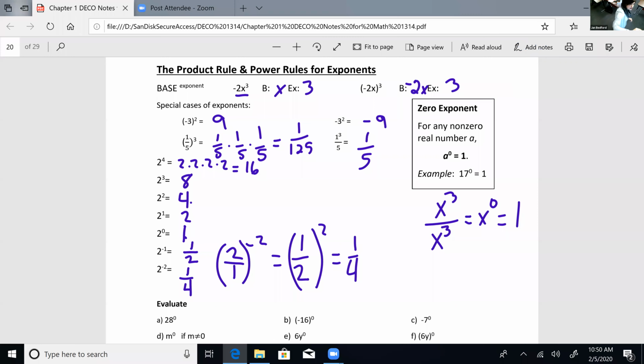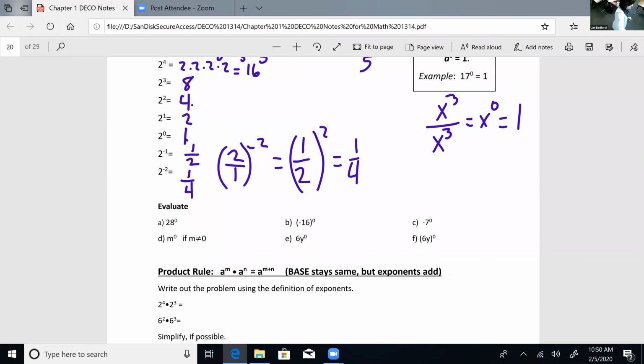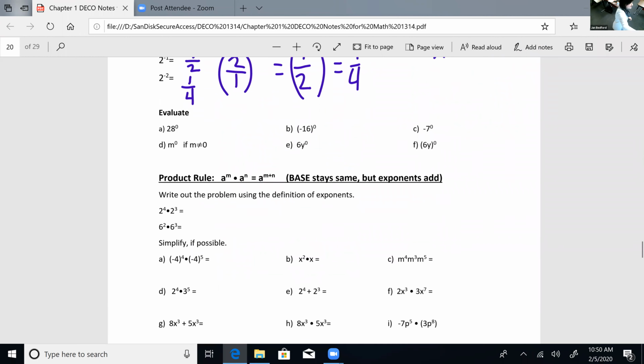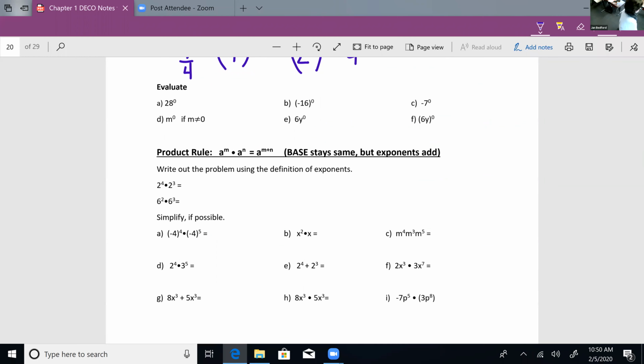Okay, so let's go to these and let's see if we can get these things evaluated correctly. All right, what's 28 to the 0 power? 1. What's negative 16 in parentheses to the 0 power? 1. What is a negative 7 raised to the 0 power? -1. Let's decide, is it 1 or is it -1? Take a vote for me. How many of you say it is +1? How many of you say it is -1?